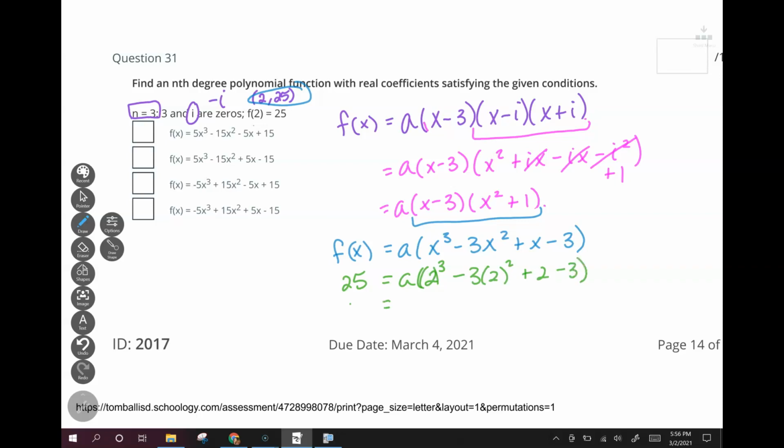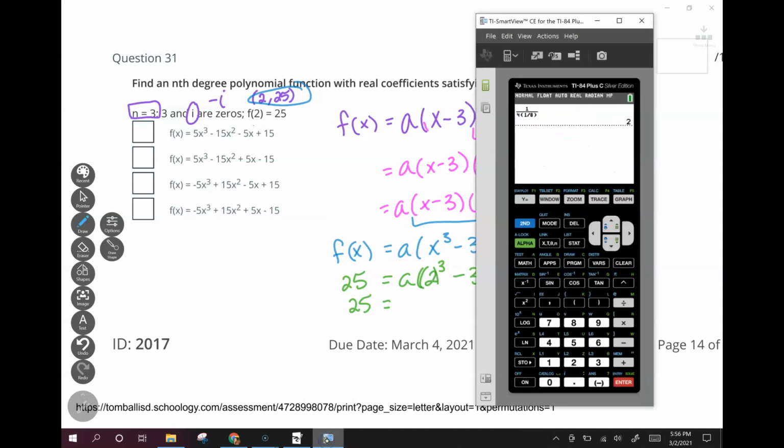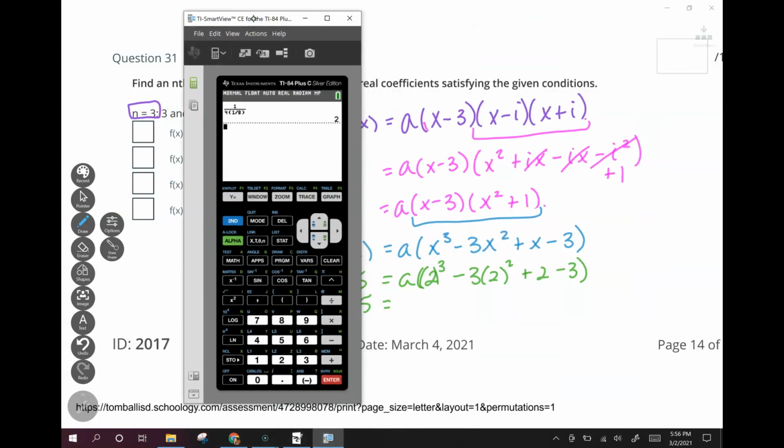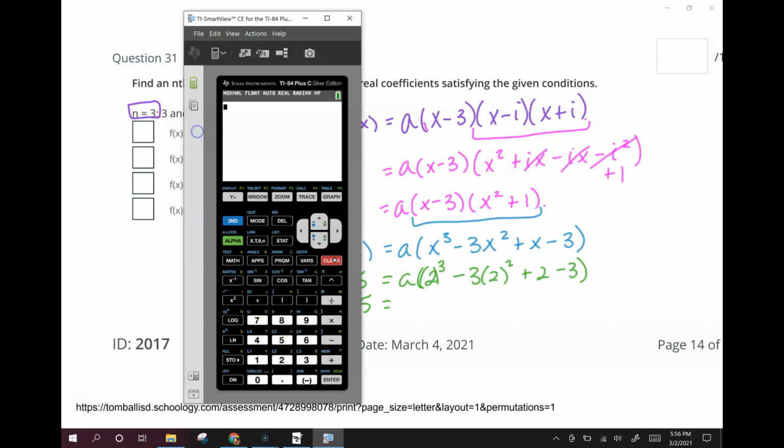Okay. We can plug that into our calculator. To simplify, 2 cubed minus 3 times 2 squared. Oh my goodness. That's what happens when you use an old calculator your whole life and then you use this one and the keystrokes are different. So 3 times 2 squared plus 2 minus 3. Okay, so I got -5.